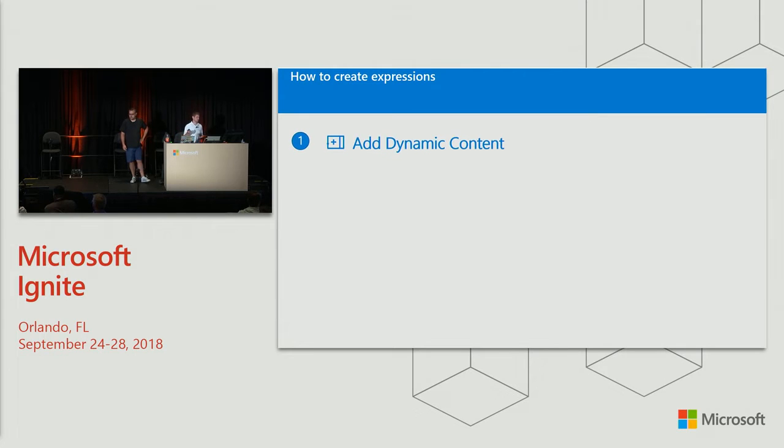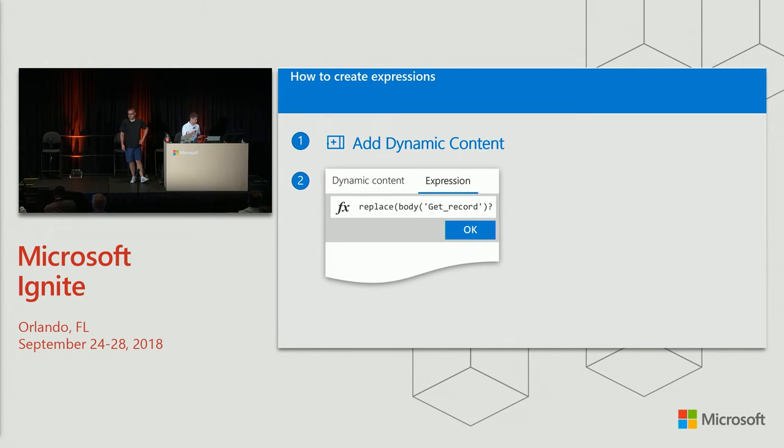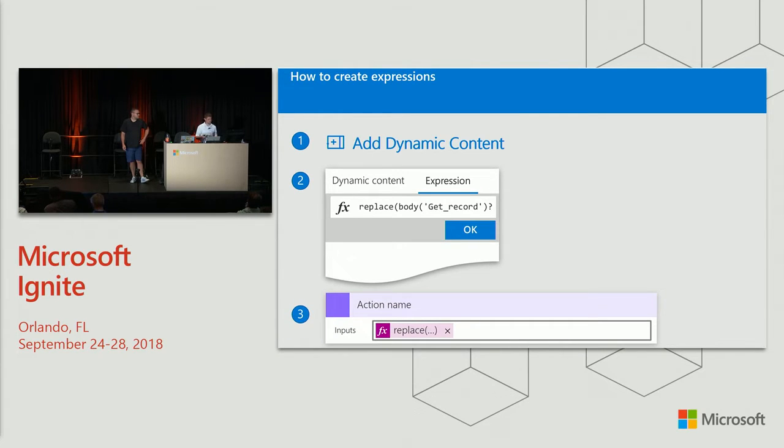So how do we create expressions? We saw in the designer that add dynamic content appears in the cards. There's also an expression tab. If you switch over to that, that's where you can enter your expressions. You get autocomplete. You can see lists of available methods. You get some basic documentation in there to see what the parameters take. And then once you click OK, that gets replaced as a token in line in the designer card, the same way that one of the outputs would be visible. In this particular action, I see a preview that I'm using the replace function.